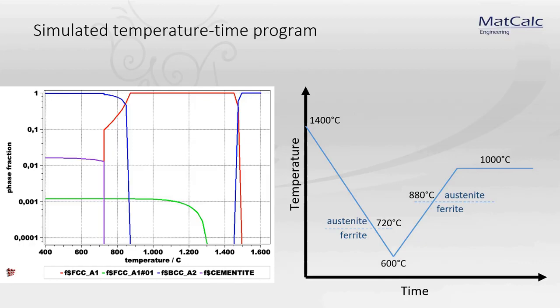During the cooling, formation of NbC is expected, as FCCA1-01 phase is stable below 1300 degrees Celsius. Finally, I am going to heat the system up to 1000 degrees Celsius and investigate the grain growth of the newly formed austenite at this temperature.